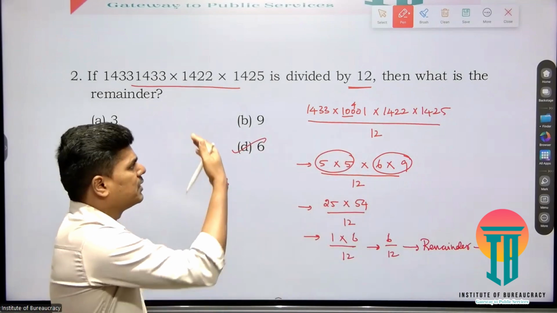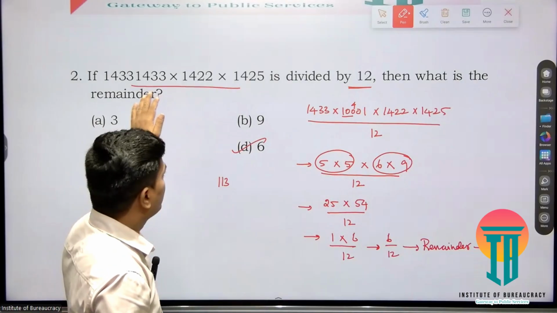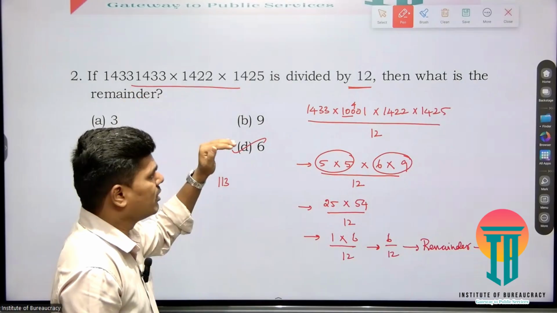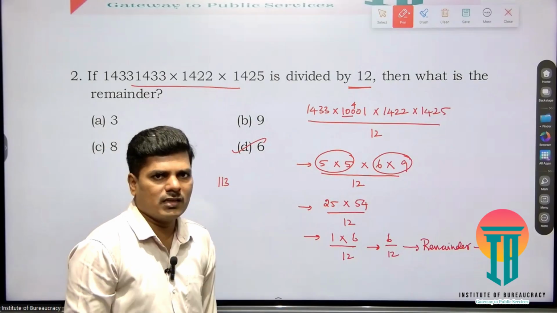So you just have to divide this number by 12. It is not easy for us to multiply all the numbers and then divide by 12. No, it's not easy. So the easy way is applying the remainder theorem and getting the answer.